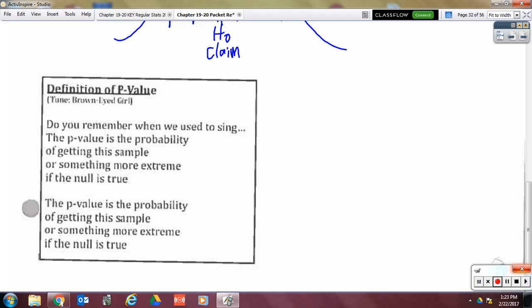Do you remember when we used to sing, the p-value is the probability of getting this sample or something more extreme if the null is true.